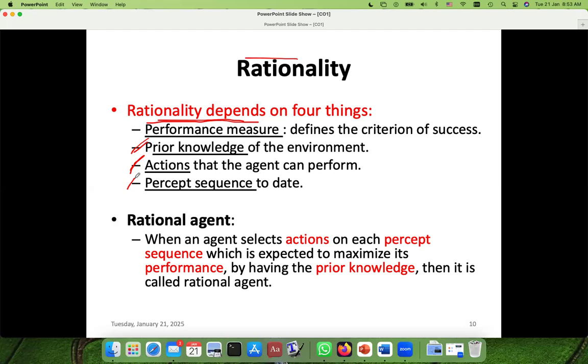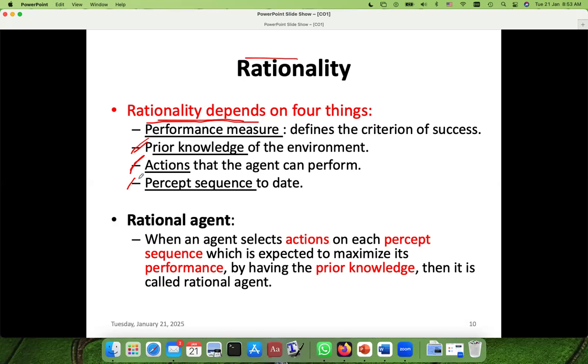If you relate it with a simple program, then you can redefine these different terms in your own words. So percept is input, action is output, prior knowledge is the initialization of your program or agent, and performance measure is that formula which will decide whether your agent has done something good or not.